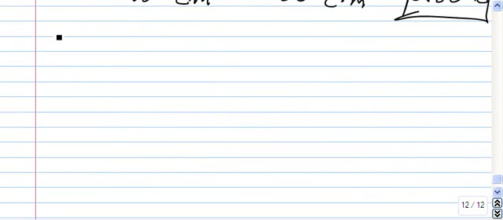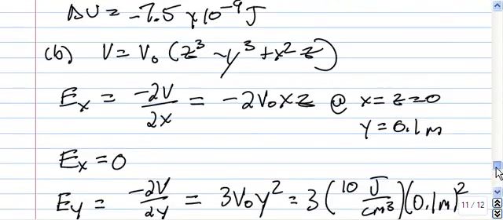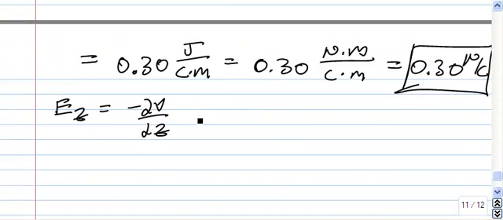What about the z direction? Well, that's just minus dV/dz. Again, if I look up, I see that's just minus 3 z squared V naught, which again is equal to 0 at the particular position. So the E field only points in the y direction and has a magnitude of 0.30 newtons per coulomb.